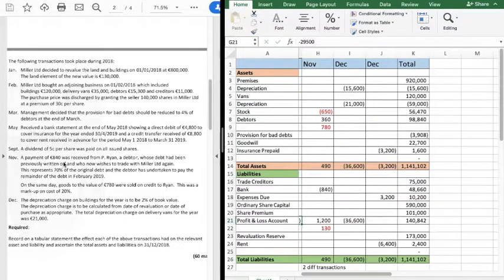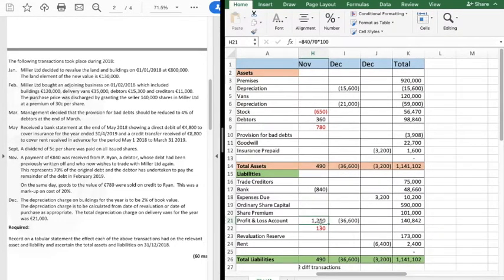A payment of 840 was received from P. Ryan, a debtor whose debt had previously been written off and who now wishes to trade with Miller again. So 840 obviously goes into the bank, we've received that. This represents 70% of the original debt, and the debtor has undertaken to pay the remainder of the debt in February 2019. So at this moment in time, we have the 840, which is 70% of the debt. We need to figure out what 100% of it is. So it's 840 divided by 70, multiplied by 100, and that's 1,200.